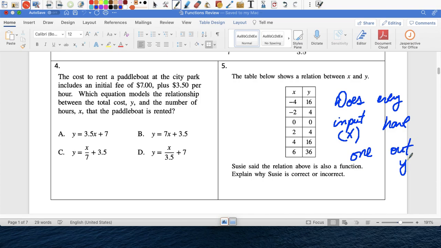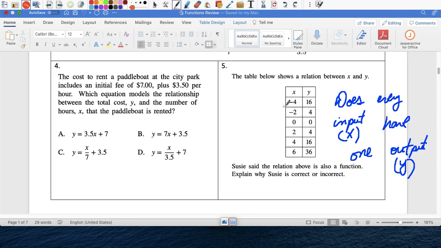In other words, one y value. Well, -4 has 16, and that's the only output that you get when you plug in -4. So check. -2, you only have one output, which is 4. 0, you get 0. 2, you get 4. 4, you get 16, and 6, you get 36.